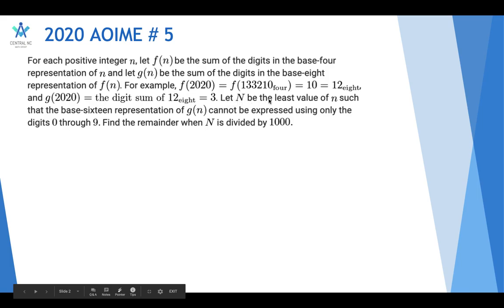So let capital N be the least value of lowercase n, such that the base 16 representation of g of n cannot be expressed using only the digits 0 through 9. Find the remainder when capital N is divided by 1,000.